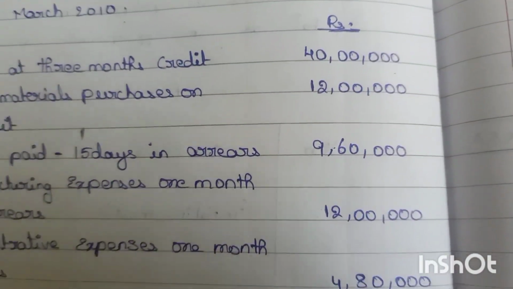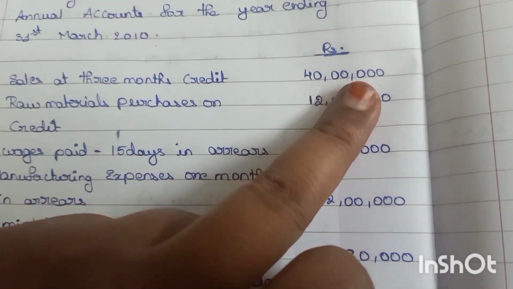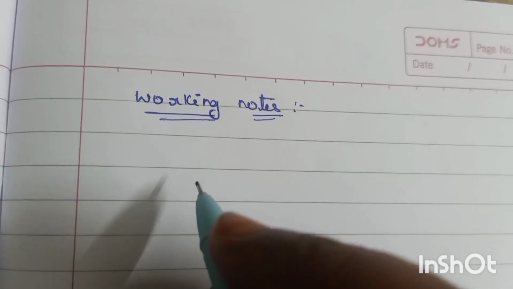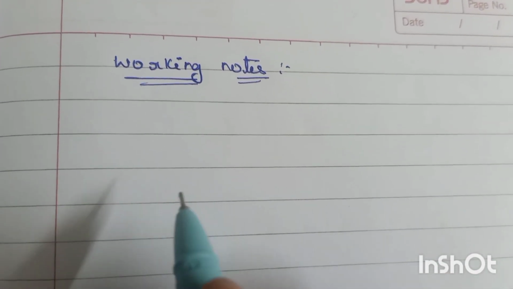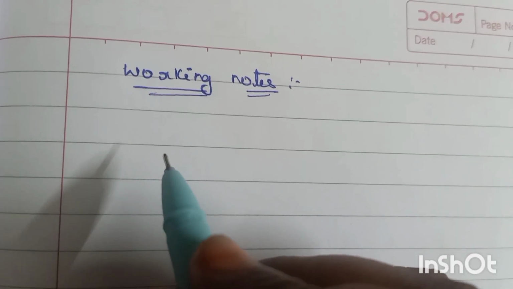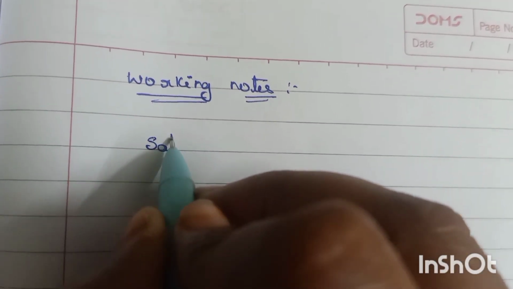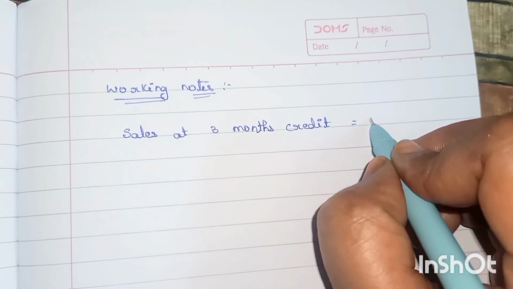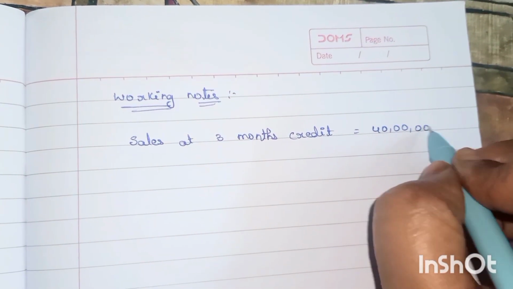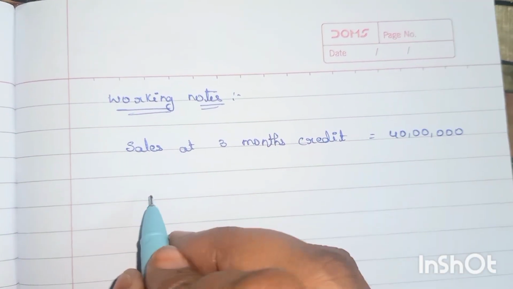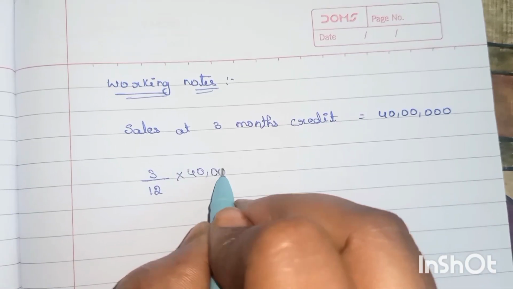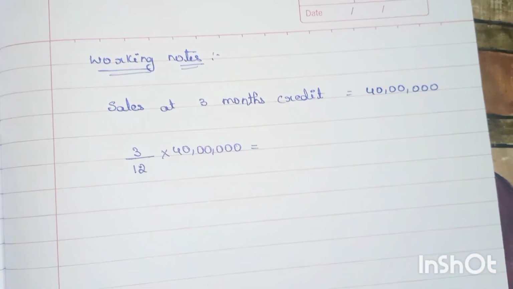What is the first statement they are giving? They are giving that the sales at 3 months credit is 40 lakhs. So 3 months credit they are giving in the sales. For a year how many months are there? 12 months. Here they are giving the credit for 3 months. Let us write sales at 3 months, 3 months money is 40 lakhs. For the annual year there are 12 months, so we have to calculate 3 divided by 12 into 40 lakhs. Let us calculate it.